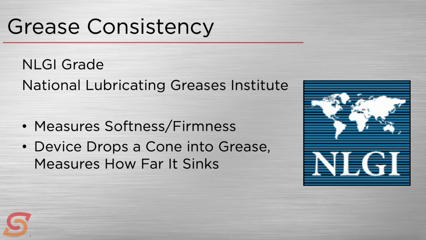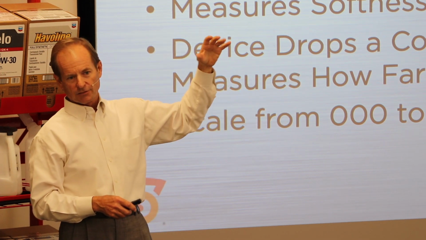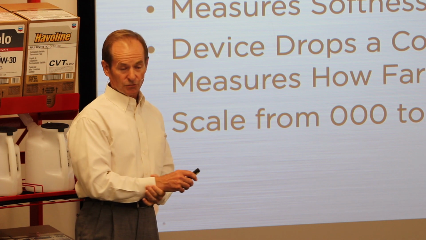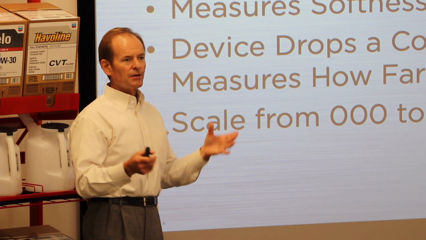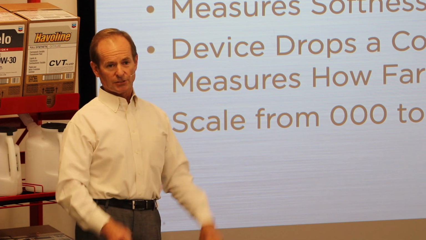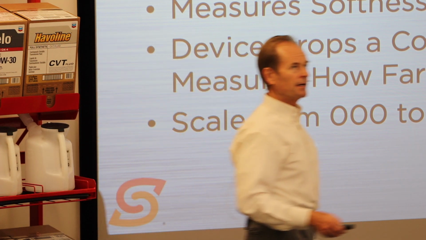And they have their scale. They measure how far it goes down in, and then you go over to the chart, and the chart gives you the scale that goes from 000, or triple aught, all the way down to double aught, single aught, and then 1 through 6. Triple aught is the most liquidy one. In fact, triple aught and double aught greases are sold in pails with pour spouts. Liquidy stuff, right?